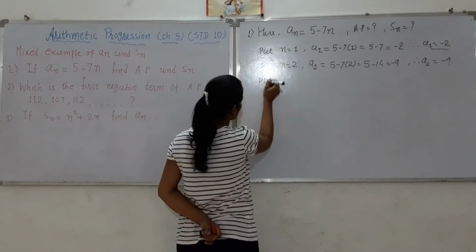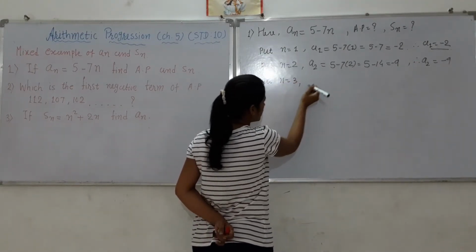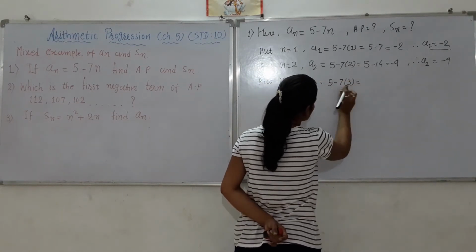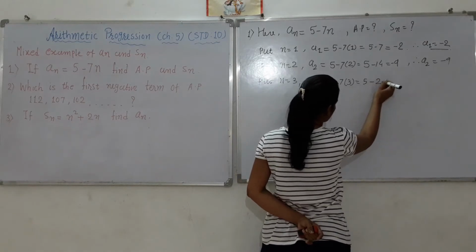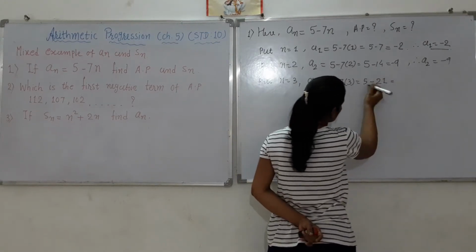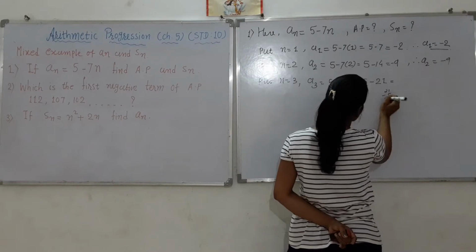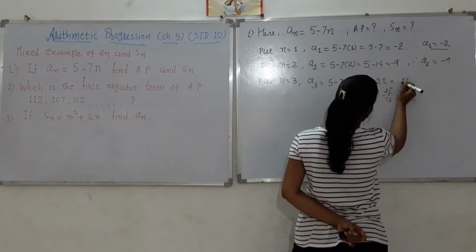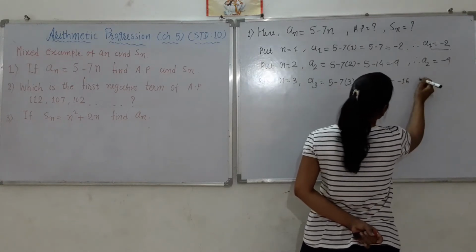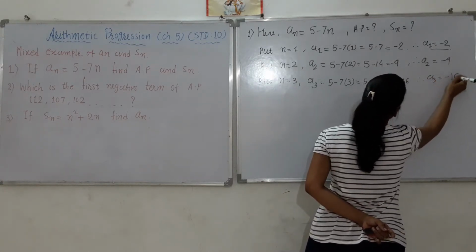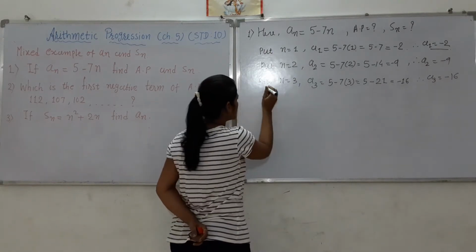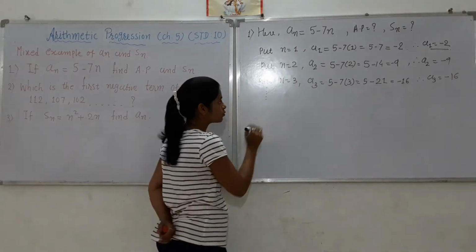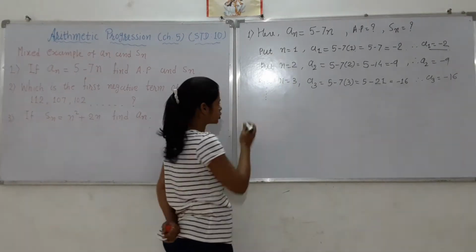Same way, put n is equal to 3. So a3 is equal to 5 minus 7 into 3. So this is your 5 minus 21, since 7 times 3 is 21. So you have 21 minus 5, so here is your 16. So 16 with the bigger digit's sign, minus. So your a3 is equal to minus 16. Similarly, you can find so many terms of the given arithmetic progression. So what is your answer about the arithmetic progression?